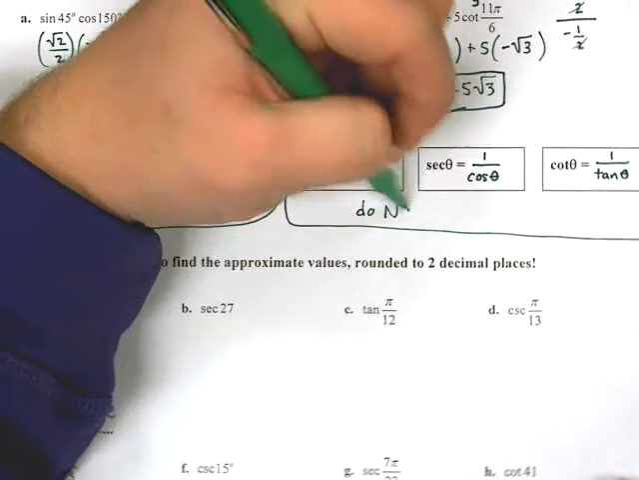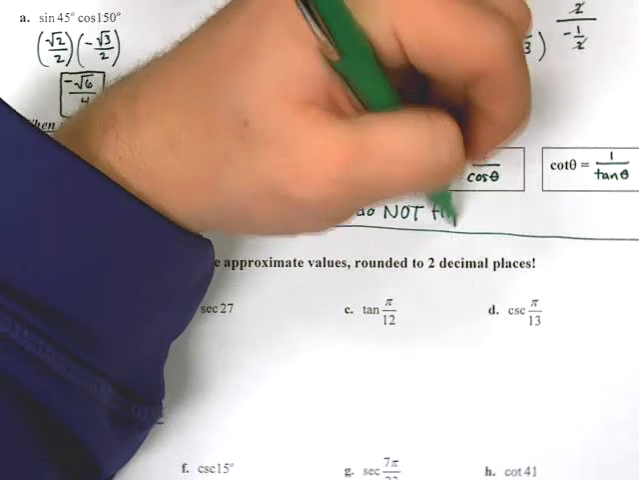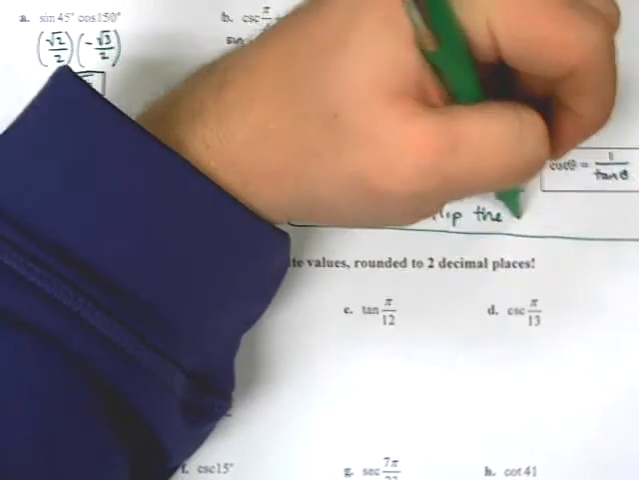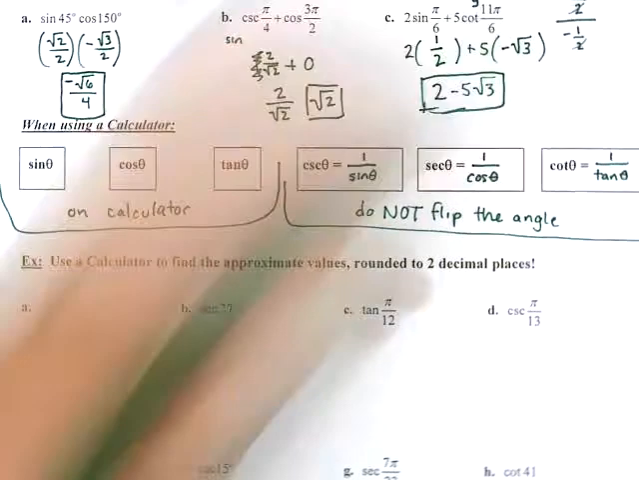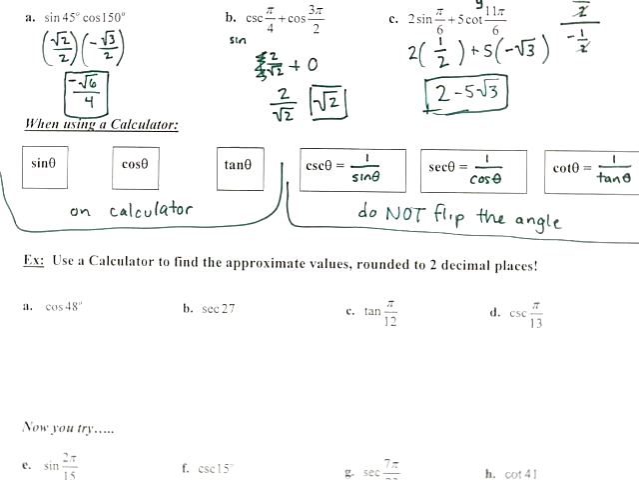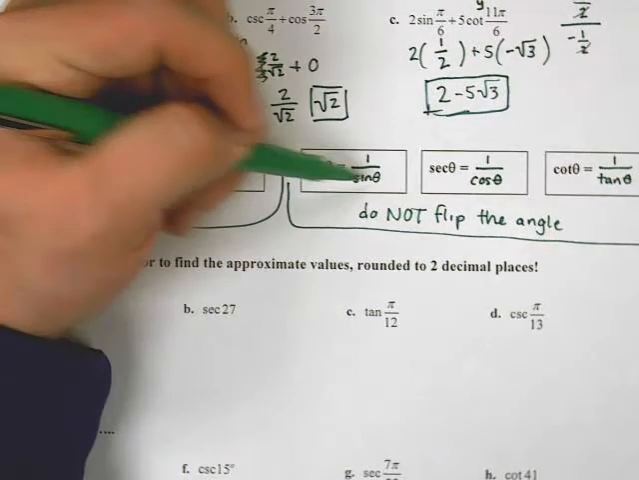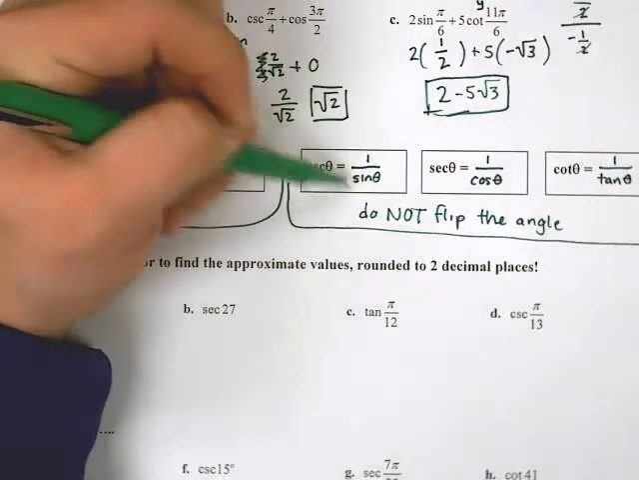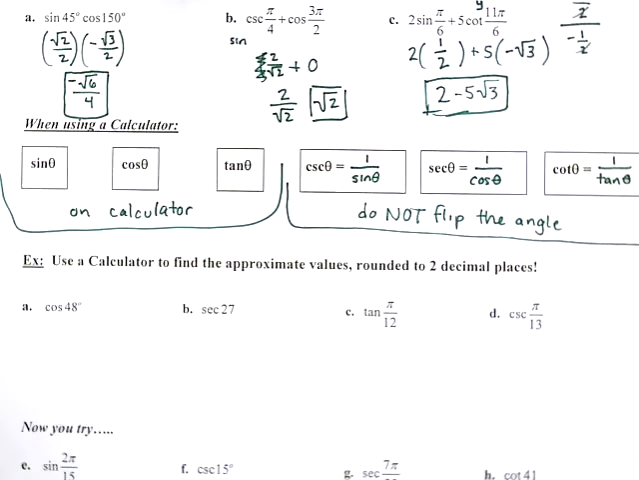do not flip the angle. All right, the angle does not flip. So if it's like pi over 3, it does not change to 3 over pi. You just reciprocate the actual value of the sine of that angle. So do not flip the fraction or the angle.